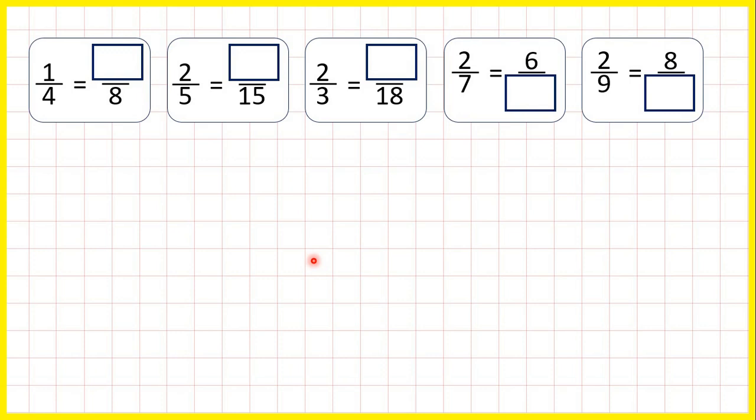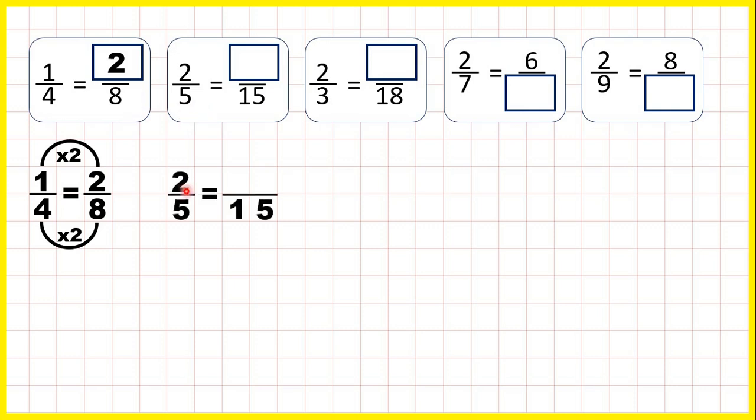So now we need to find equivalent fractions, and we find equivalent fractions using multiplication or division. So first we have 1/4, and we need to find an equivalent fraction with a denominator of 8. Now 4 times 2 is 8, and what we do to the denominator, we need to do to the numerator as well. 1 times 2 is 2, so 1/4 is equivalent or equal to 2/8.